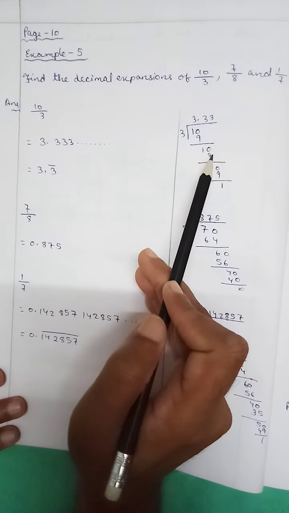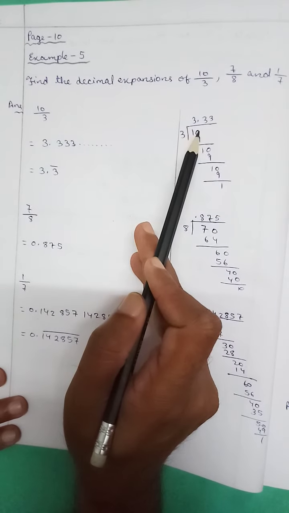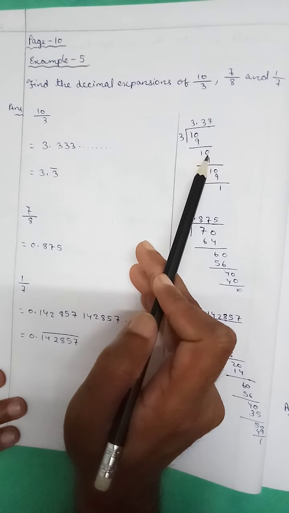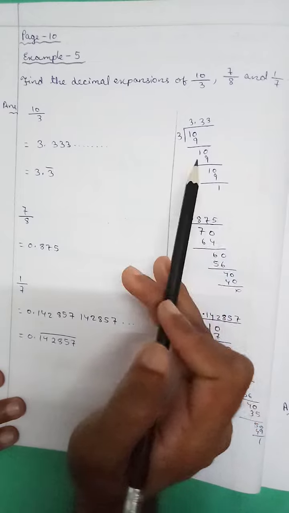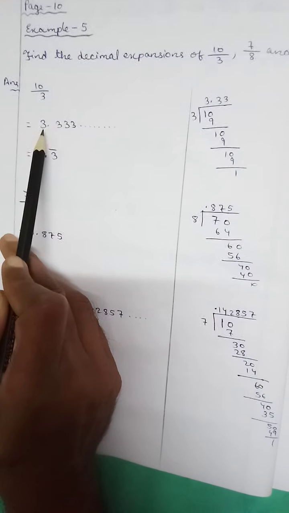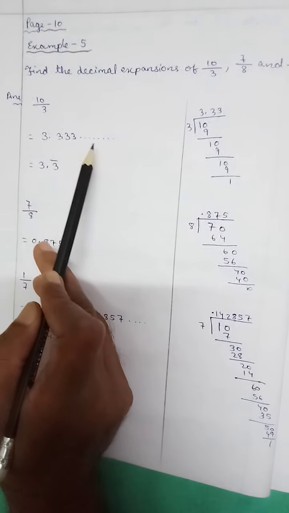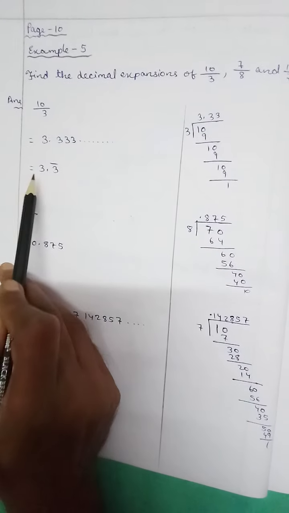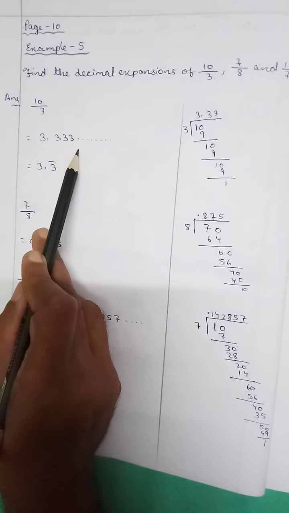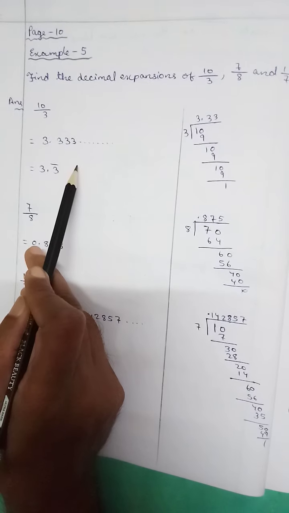Divide it outside. 3 3s are 9. Decimal. Balance 1. Again 0 is coming. 3 3s are 9. It is continuing endlessly. That's why you can write here 3.3333..., which is 3.3 bar. Because whichever number is repeated, over that you can put the bar.